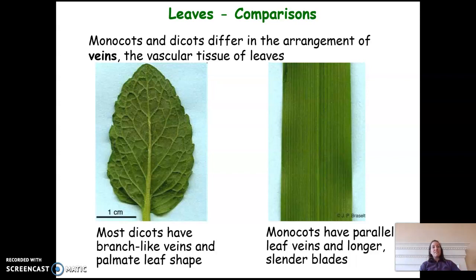Monocots and dicots differ in the arrangement of their veins, and we've seen this previously in class. I've talked a little bit about this. Monocots are things like our grasses, and dicots are plants with more broad leaves. So monocots have parallel leaf veins and longer, slender blades. This looks just like a blade of grass up close. Lilies also fall in this category. Dicots have branch-like leaf veins. The leaf is more palmate in shape, a broader leaf.